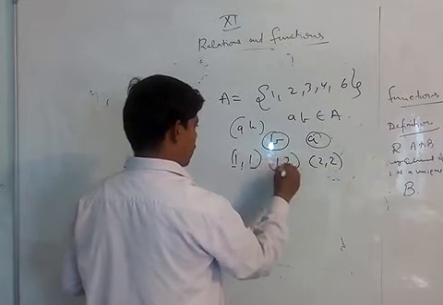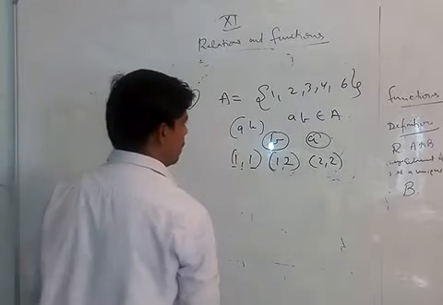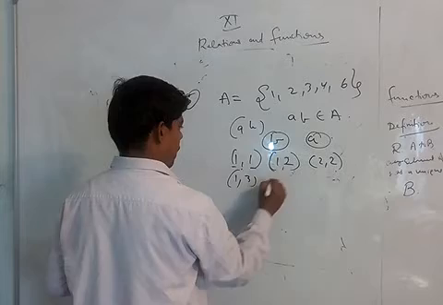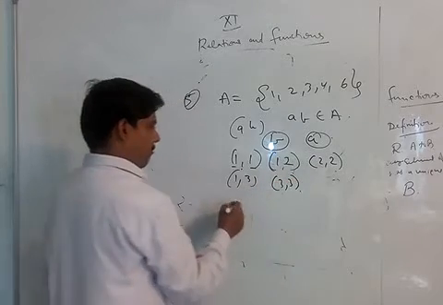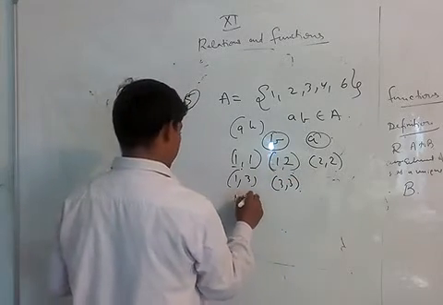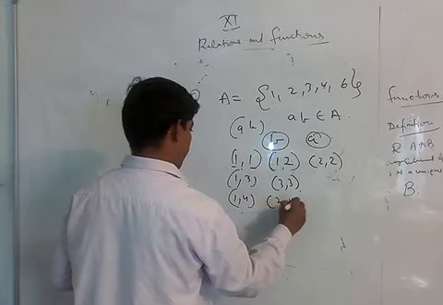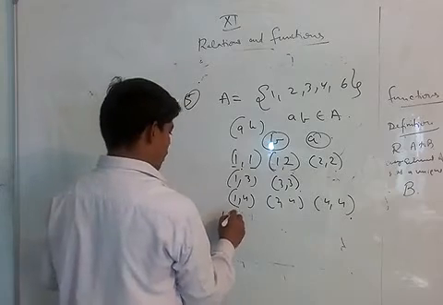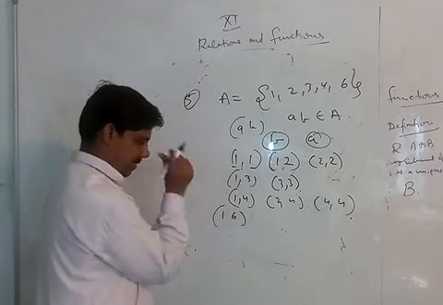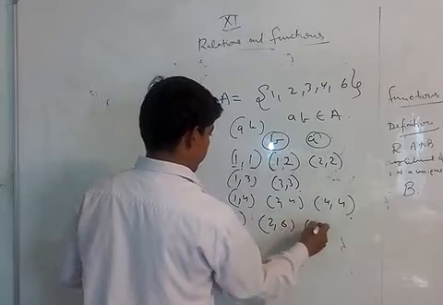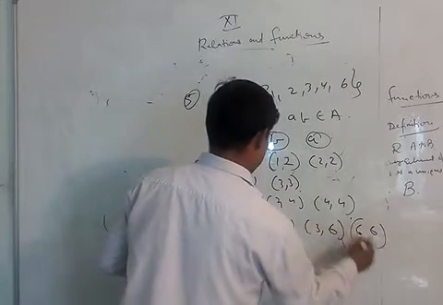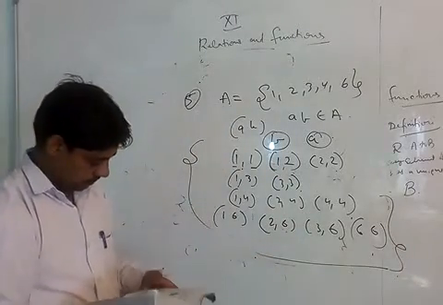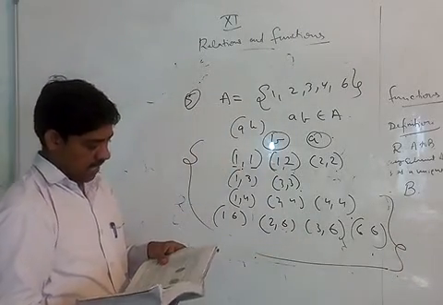So we can write (1, 2) and (2, 2), right? Then 3 के साथ of course we can get (1, 3) and (3, 3). 4 के साथ we can get (1, 4), (2, 4) and (4, 4). 6 के साथ we can get (1, 6), right? Then (2, 6), (3, 6) and (6, 6). This many elements you will get in the relation, right? That's it.